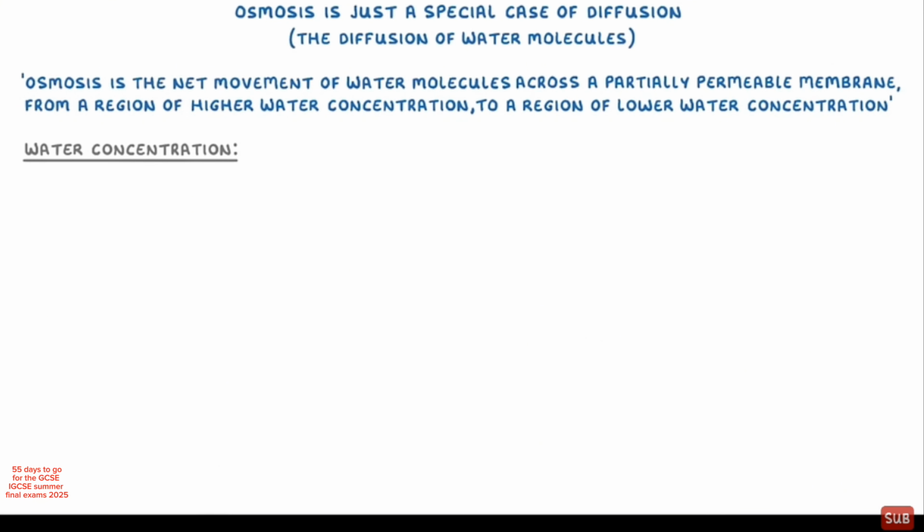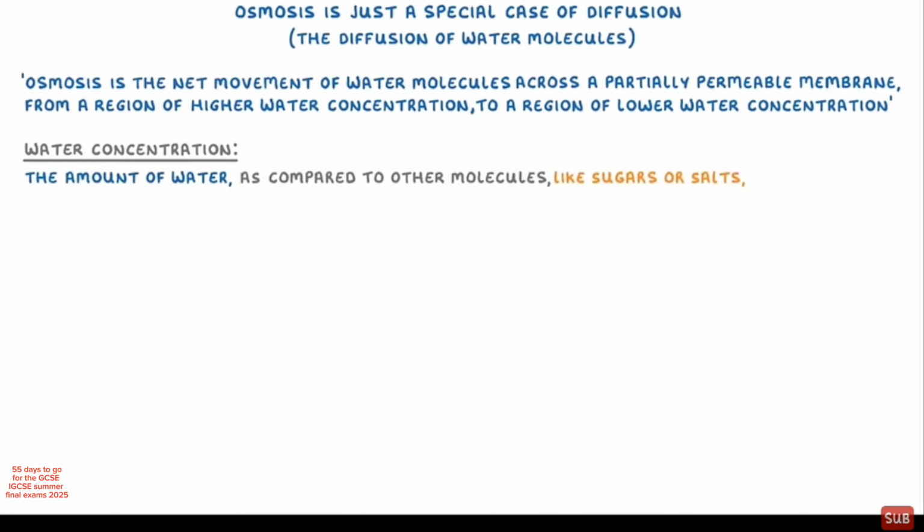The term water concentration can be a bit confusing, so let's just break down what it means. Basically, all we mean by water concentration is the amount of water as compared to the other molecules like sugars or salts that are dissolved in that water. And we call these dissolved molecules solutes.